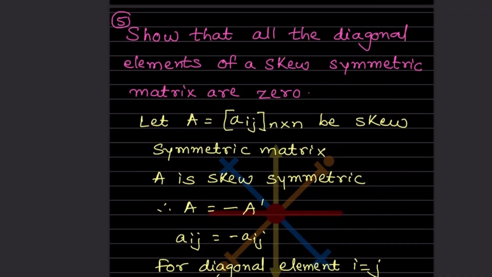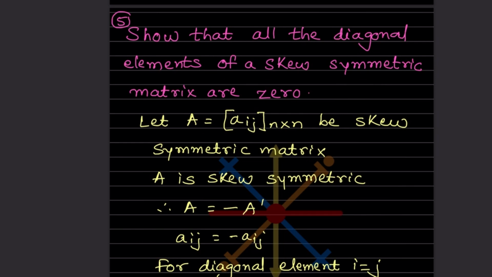So now look at this one. Show that all the diagonal elements of a skew symmetric matrix are 0. So here let A = [aij], n × n, be a skew symmetric matrix. So this we have to consider.